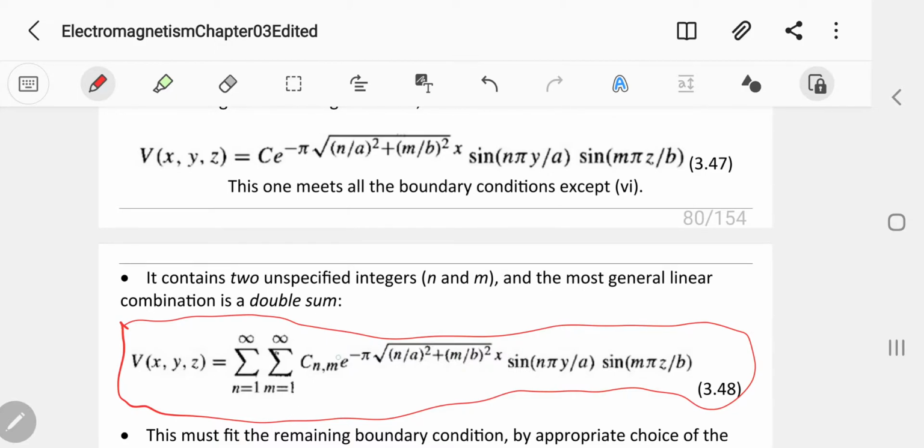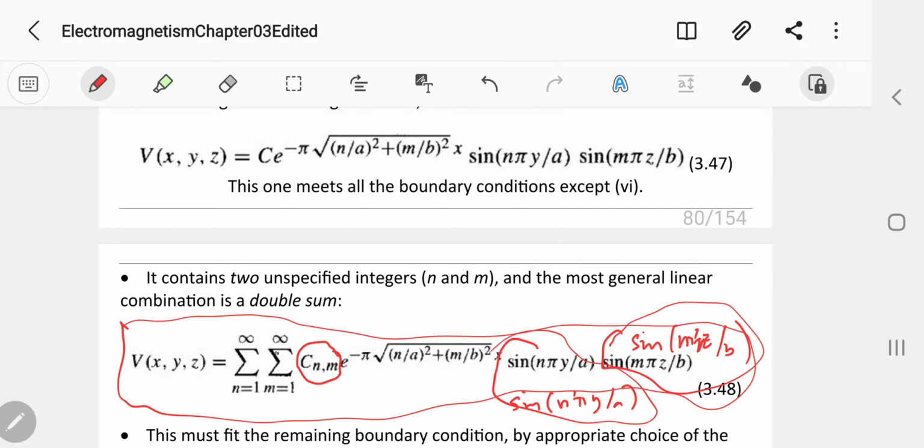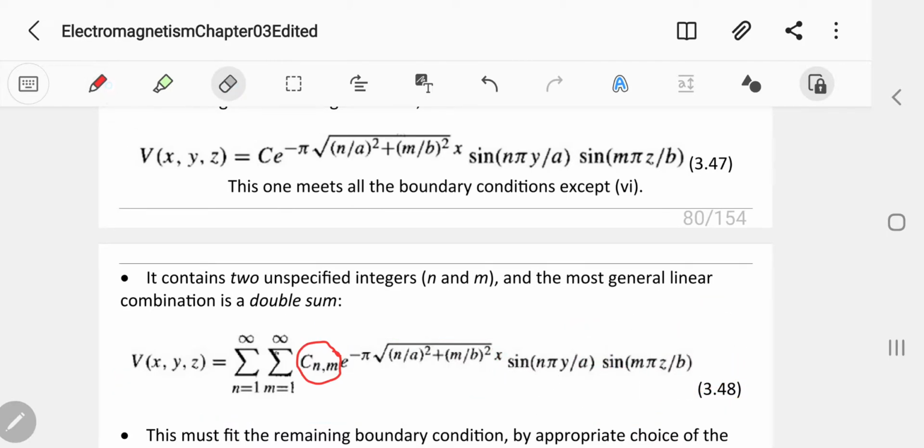And how would you find now this c and m? Again, you will use the Fourier trick to do that. Here you have to multiply sine n prime pi y over a, and then for here you have to multiply sine m prime pi z over b, so that you have an integral identity for this, and then you will be able to find c and m. And of course the integral for here should be from 0 to a for the y, and this one is from 0 to b for the z.